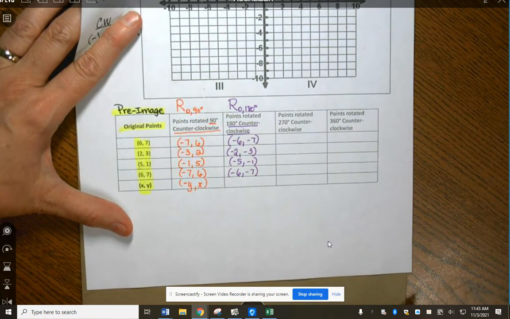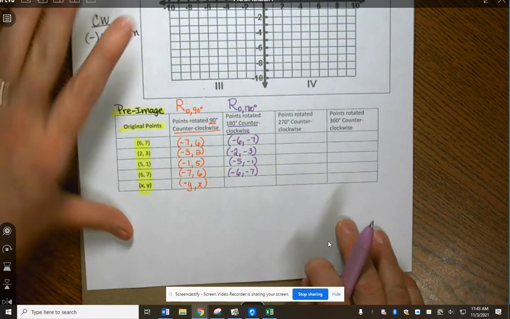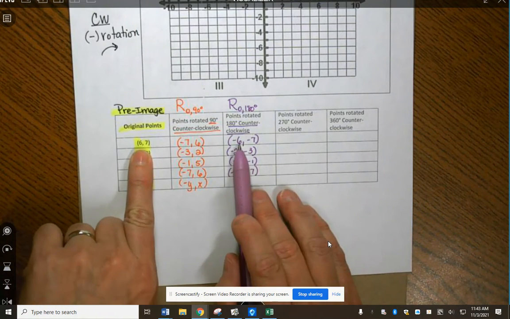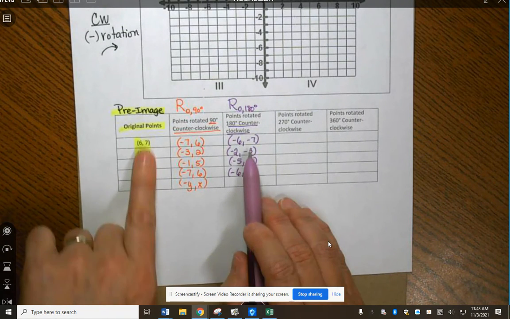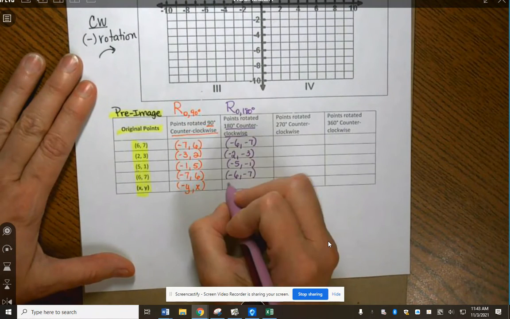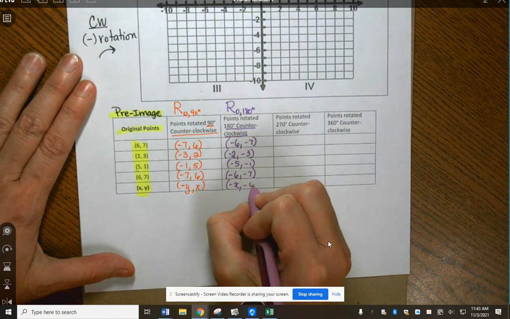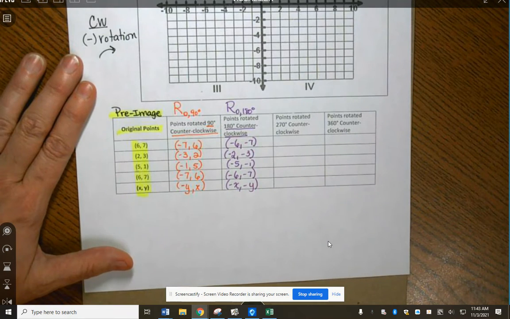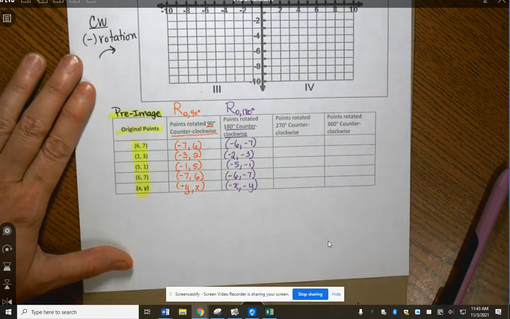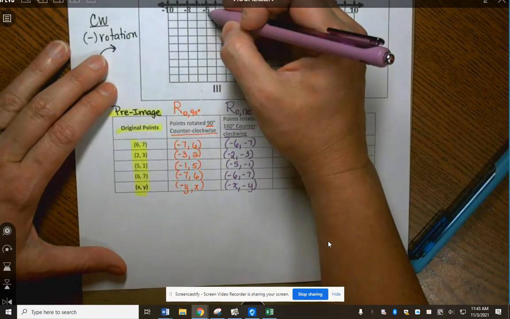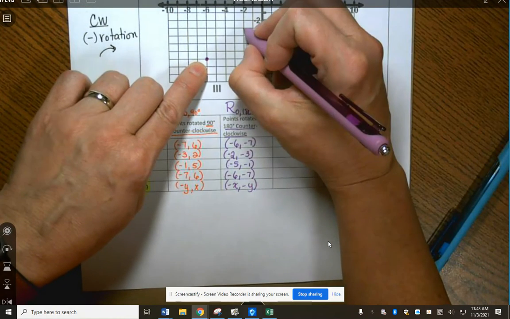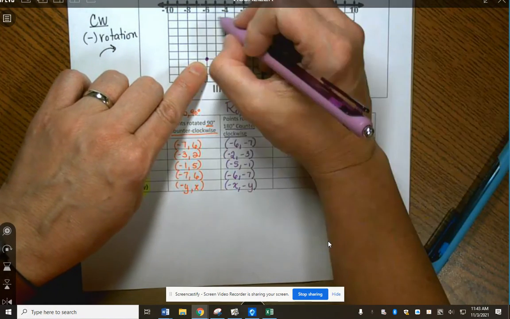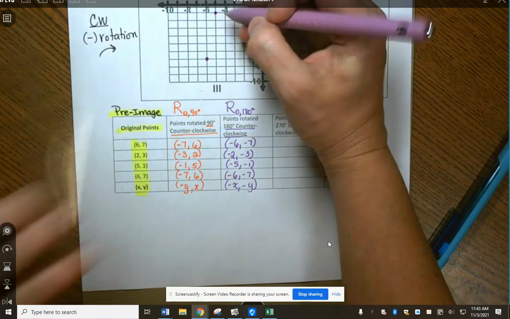Let's talk about what happened with our x and y coordinates. From the original, all of these x coordinates became opposite signs, and all of the y coordinates became opposite signs. So this is negative x and negative y, or the opposite of x and the opposite of y. Let me graph those: negative 6, negative 7, negative 2, negative 3, and negative 5, negative 1.